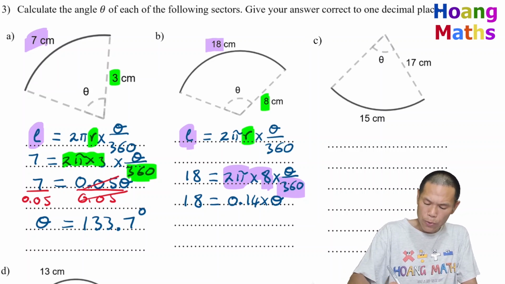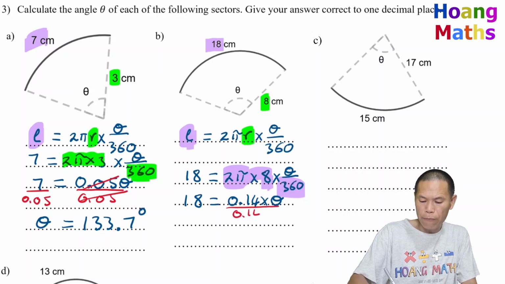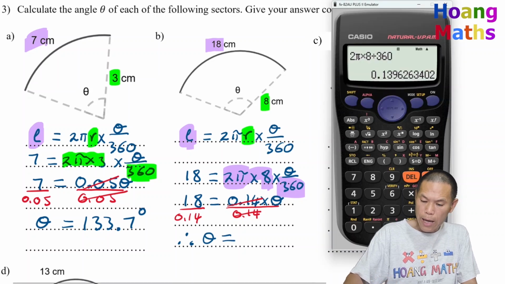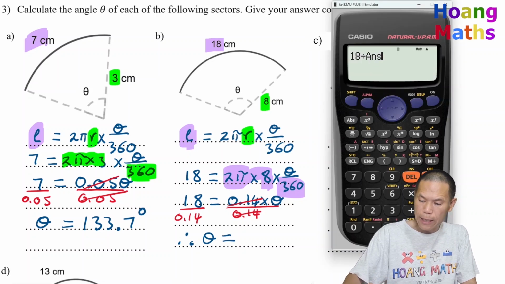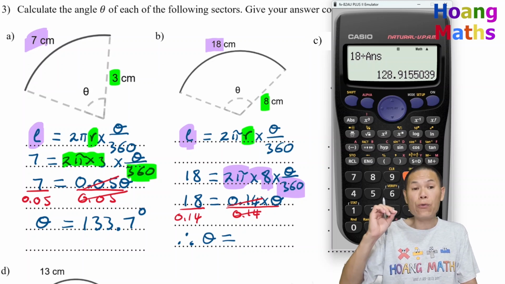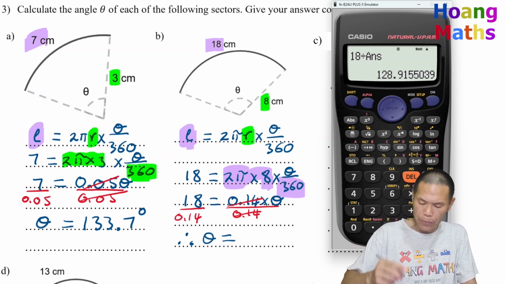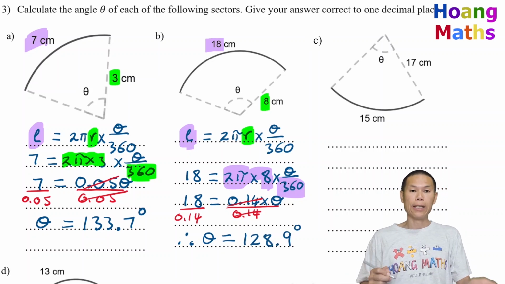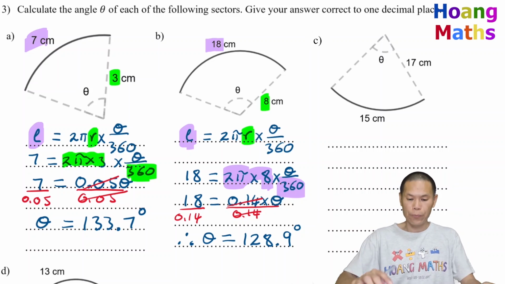So now what we do, we solve for angle theta. So I divide this by 0.14. We divide this by 0.14. So that cancels out. So therefore, theta is 18 divided by the answer. So there you go, 128.9. So 128.9 degrees. So there you go.